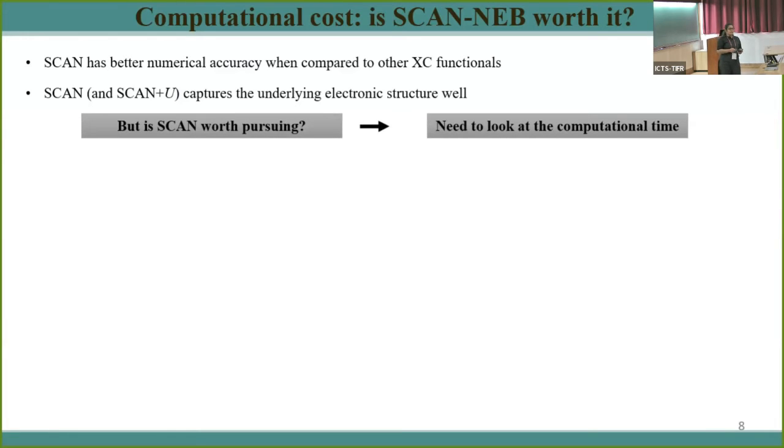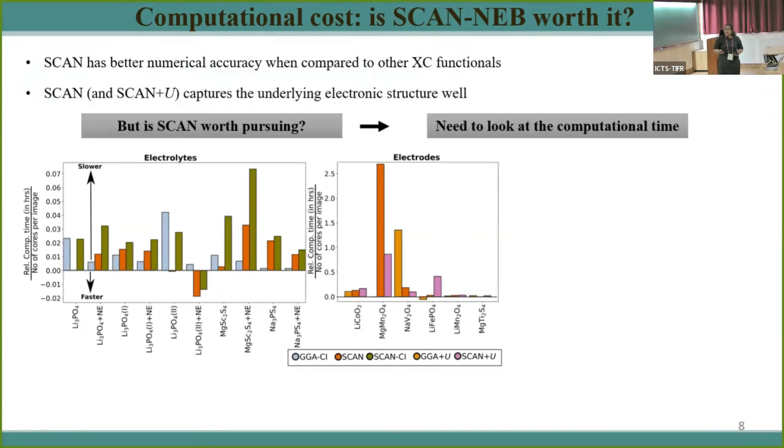The answer actually lies in looking at the computational time taken. This figure shows the relative computational time taken by each of these functionals for all the systems with respect to the GGA functional. The zero line here corresponds to the time taken by the GGA functional, and all the functionals' times with respect to that are plotted here. Any time scales in the positive axis correspond to the calculations being slower, and any in the negative axis correspond to the calculations being faster.